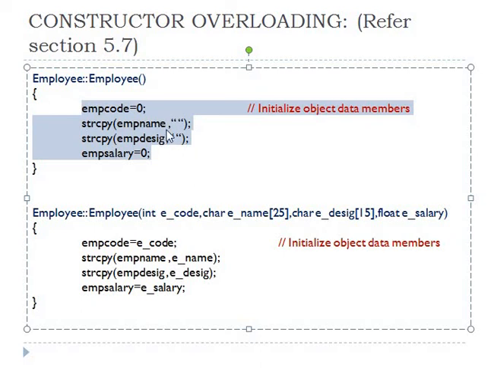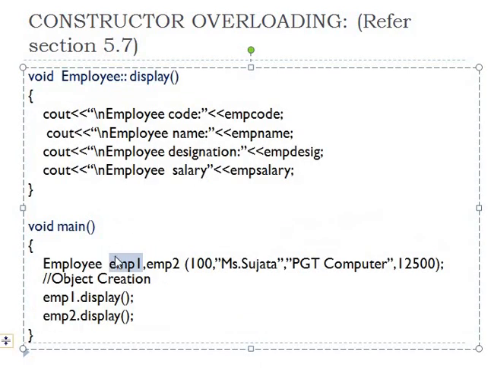So all these values assigned into these data members are specific to this particular object only, which is emp1. Then just after the creation of the object emp1, another object emp2 has been created out of this class known as employee. This time with these 4 initial values, which are 100, Sujata, computer, and 12500.